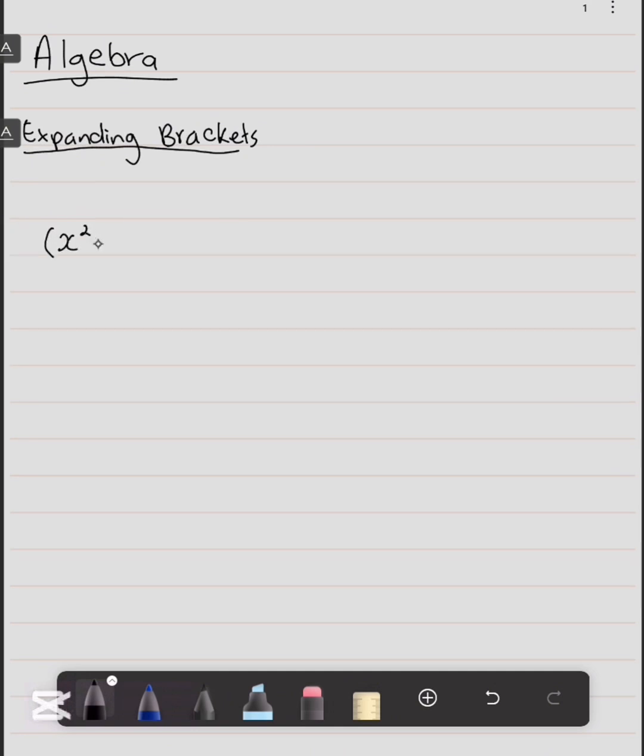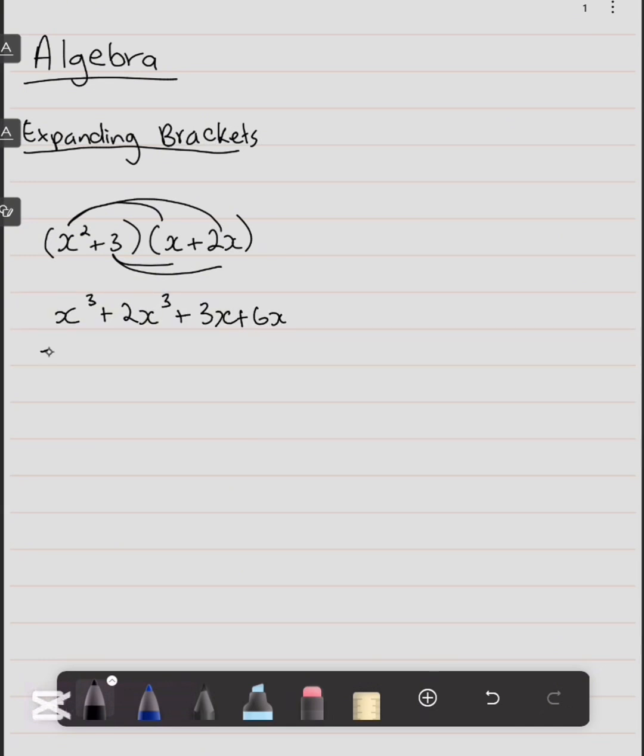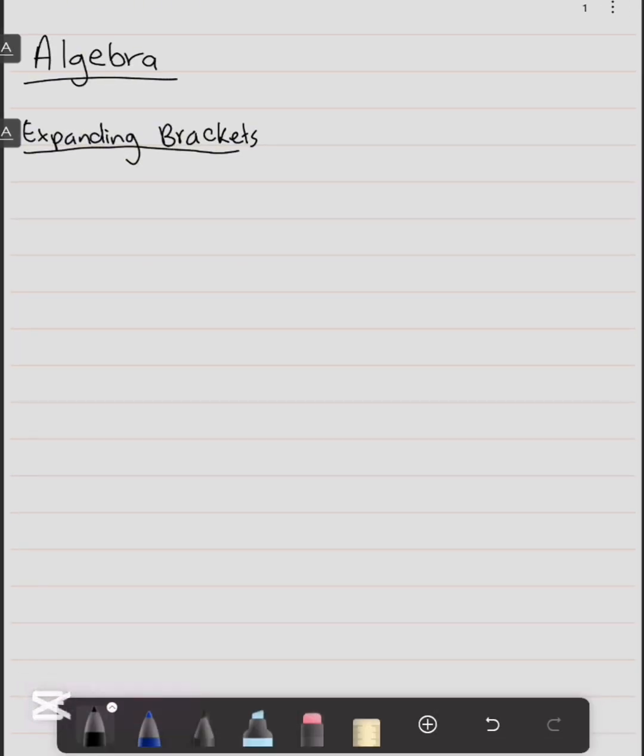Here's another example: (x squared + 3)(x + 2x). We use the double crab claw method again, and then we go x cubed plus 2x cubed plus 3x plus 6x. And then we simplify that again to be 3x cubed plus 9x. The whole thing here is multiplying the things in the left bracket by the right bracket one at a time.